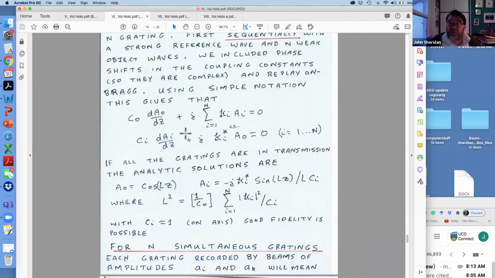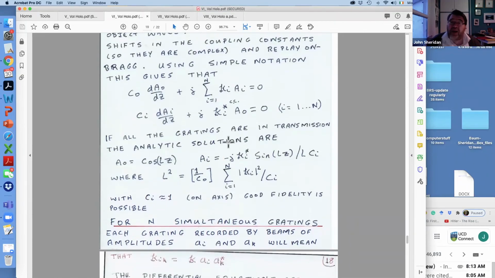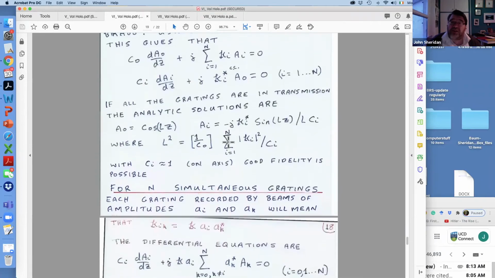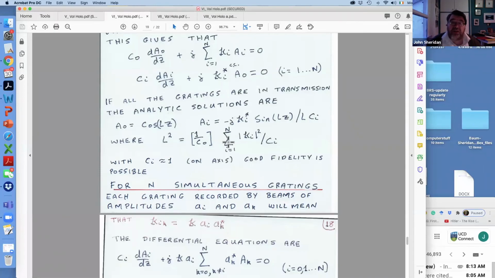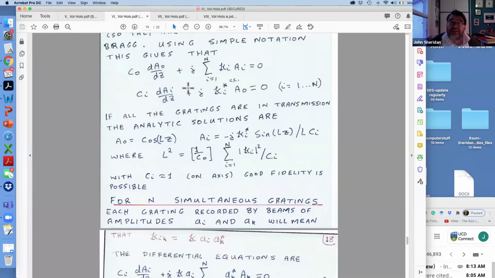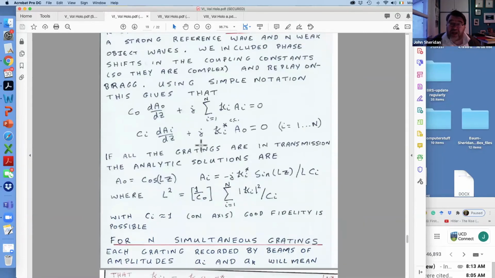And then for each one of those beams, we're going to have this and this. And again, we've assumed we've replayed this exactly on Bragg, if all the gratings are in transmission. And again, that's an assumption. We said before, we can have situations where we produce reflection gratings or even spurious coupling, which produces light in the diffraction field.